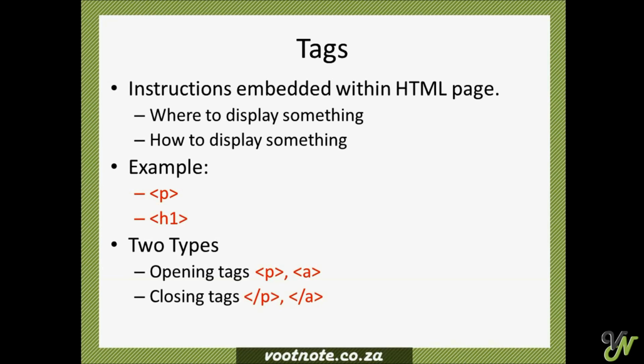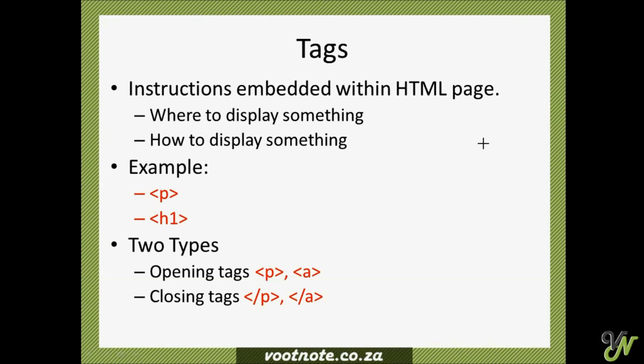We have two types of tags. We have opening tags. Now opening tags indicate the beginning of an element, and as you can see, they have an opening bracket and then they have a tag name, and then they also have a closing bracket. They are always like this. It's always an opening bracket, the tag name, and then a closing bracket.